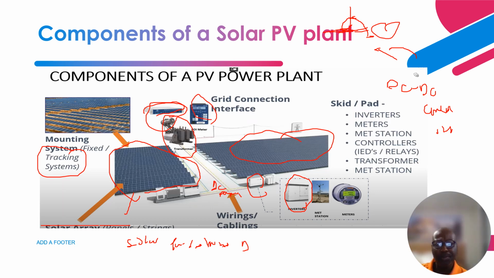So basically on the SCADA, this is what you have. You have inverters, you have meters, meteorological station, controllers, IEDs and relays, transformers. So these are all the components of a solar farm, as you can see over here.